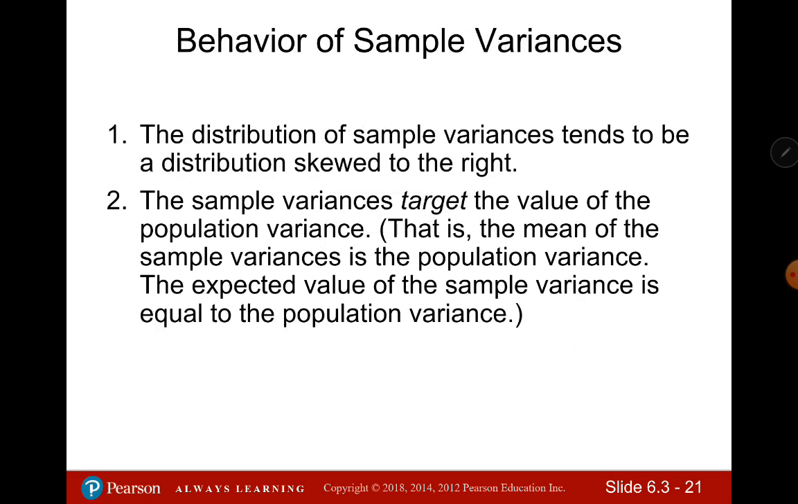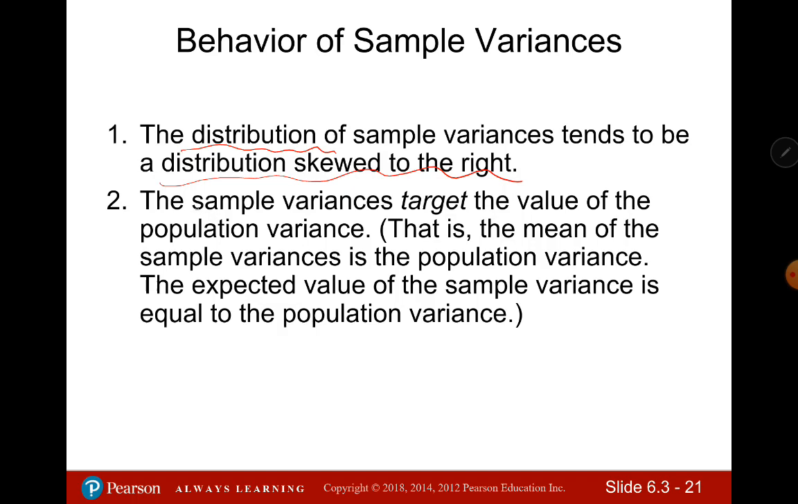Let's talk about the behavior. So first of all, the distribution is no longer a normal distribution. The variance is not just like the proportion or the mean. It's not a normal distribution. It's a distribution skewed to the right. Remember the previous graph? It's not a bell-shaped curve. It's a curve skewed to the right.